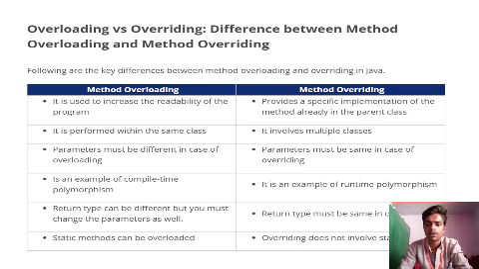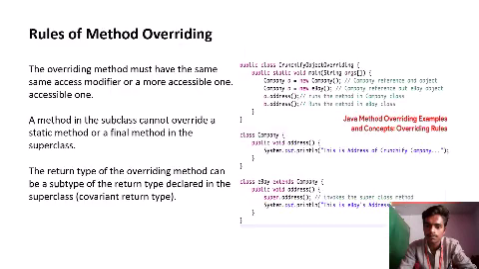Method overriding provides a specific implementation of the method already in the parent class. It involves multiple classes. Parameters must be the same in case of overriding. It is an example of runtime polymorphism.